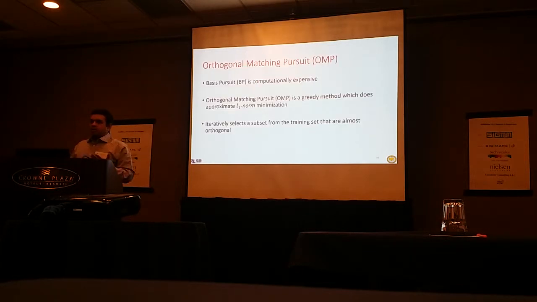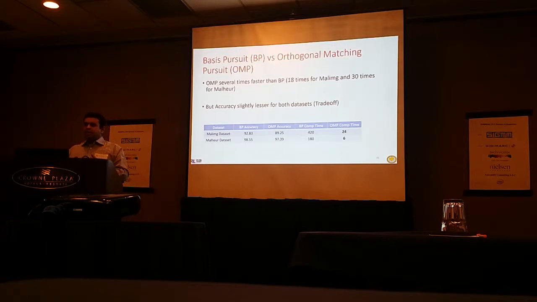And the last part is that the way to compute the sparse coefficients is usually done using basis pursuit. Sometimes this gets very computationally expensive. So there's another method called orthogonal matching pursuit, which is a greedy method to do L1 norm minimization. OMP is several times faster than basis pursuit, 18 times in the case of MalImage and 30 times for the second data set. But the problem is that since this is a greedy and approximate L1 norm minimization, the accuracy drops a little bit.